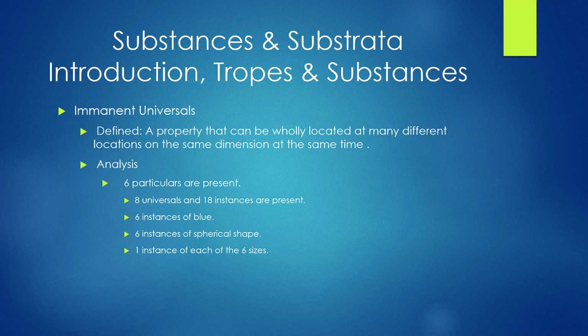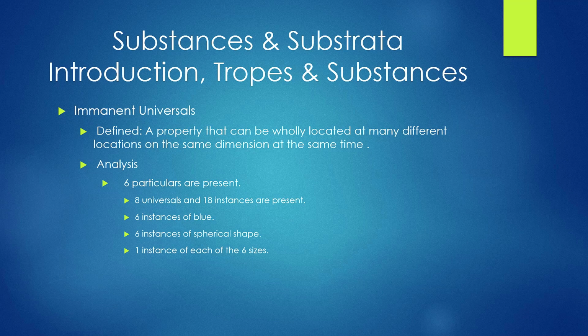Well, here's the idea. An immanent universal is a property that can be wholly, entirely located in many different locations at the same dimension, at the same time. That's to say, they have the capacity for multiple location. So if we take the example of blue, if you believe that there are immanent universals and you believe blue is one of these, every single blue is entirely the form or universal of blue, but it's at different places.